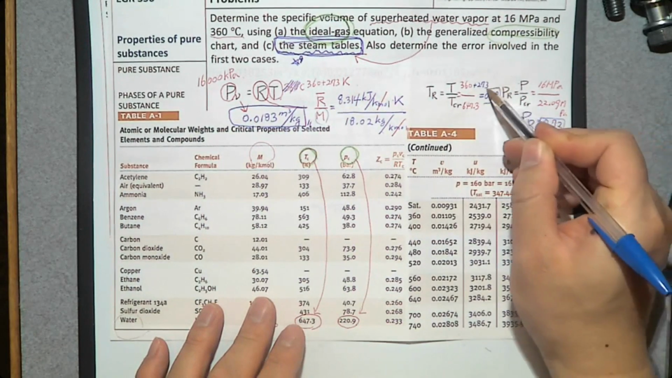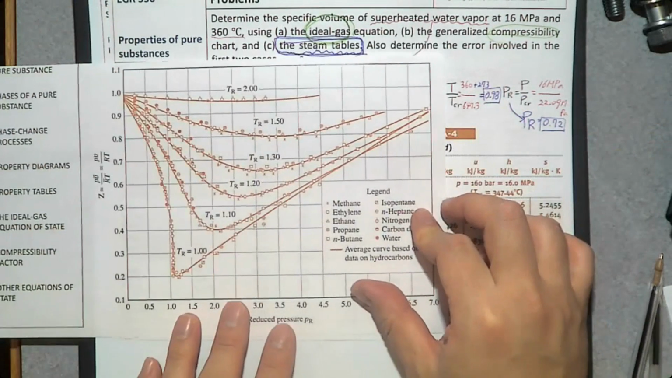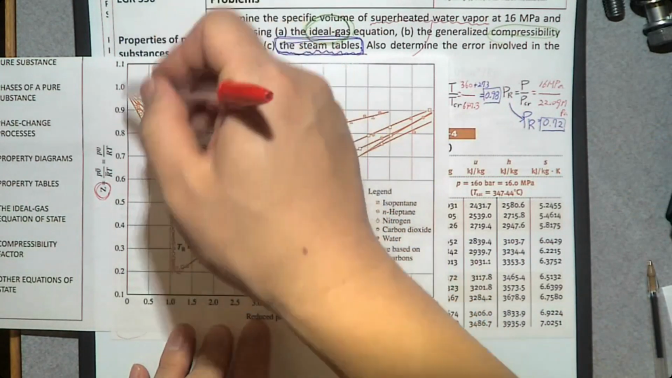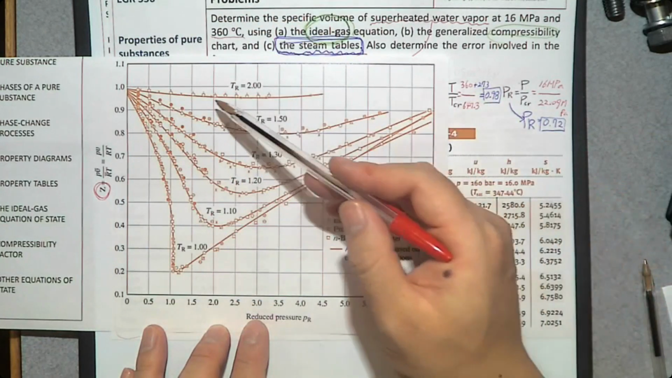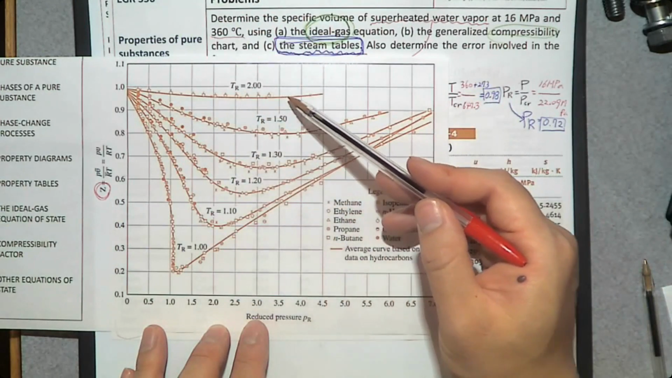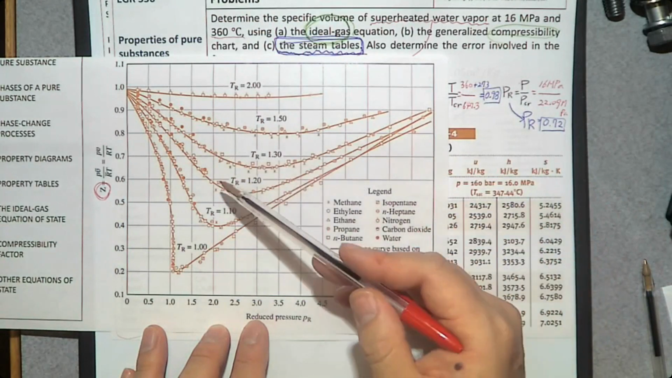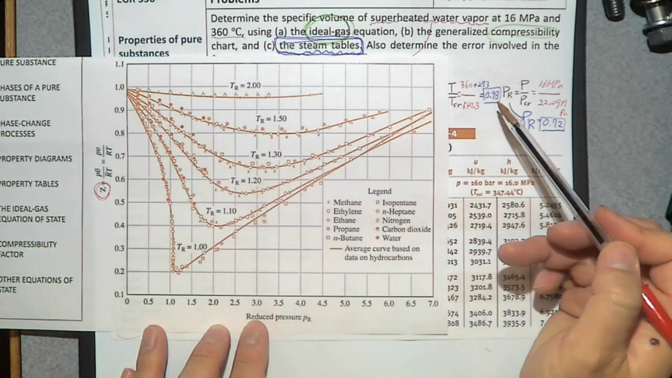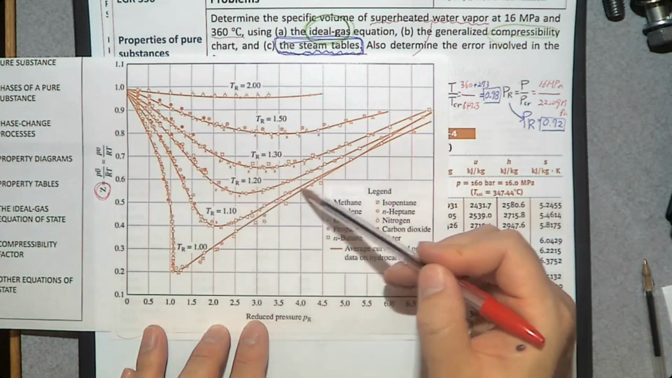So once you get T_R and P_R, you can go to this compressibility chart and find Z, on the right-hand side, I mean the vertical axis. T_R first, 0.98. So these lines represent T_R of 2, 1.5, 1.3, and 1.2, 1.1, and 1. So 0.98 is going to be slightly below this line, okay?